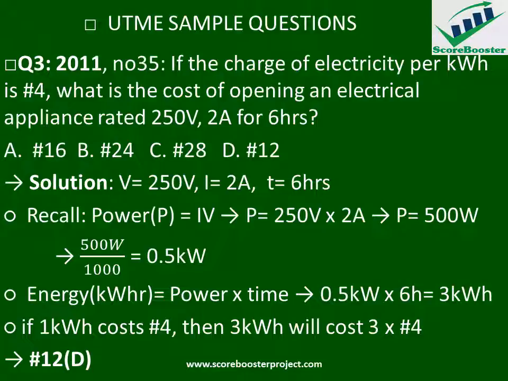3 kilowatt hour. But from the question, they said 1 kilowatt hour costs 4 naira. So if 1 kilowatt hour costs 4 naira, then 3 kilowatt hours will cost 3 times 4 naira, and that will be 12 naira, making option D the correct answer for this question.